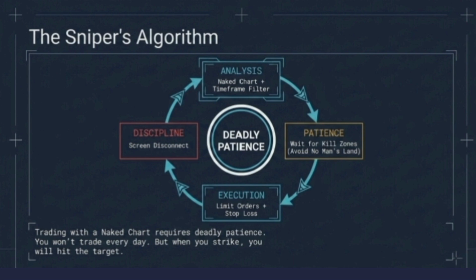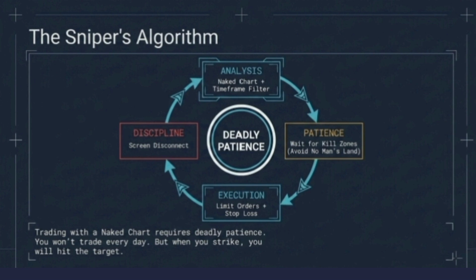Which brings us to step 4, the final mechanism of the Hawkeye methodology, which is how to permanently enforce this extreme patience and remove the human element entirely. It's brilliant, really. Because you don't rely on willpower. You rely on automation through pending orders. Specifically, you strictly utilize limit orders paired with hard stop losses.